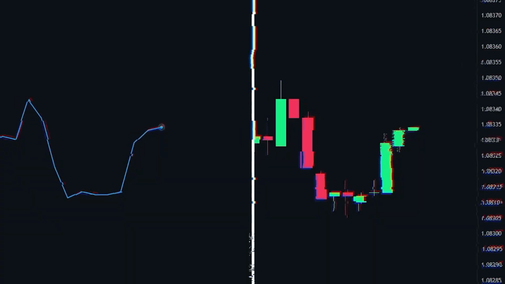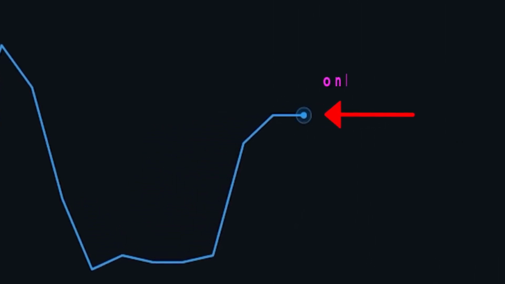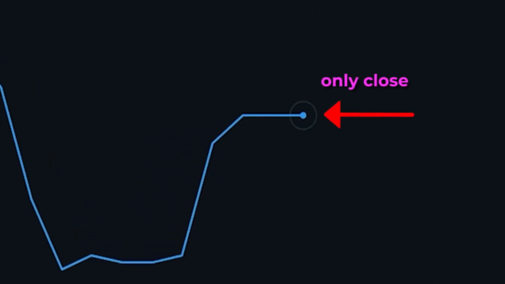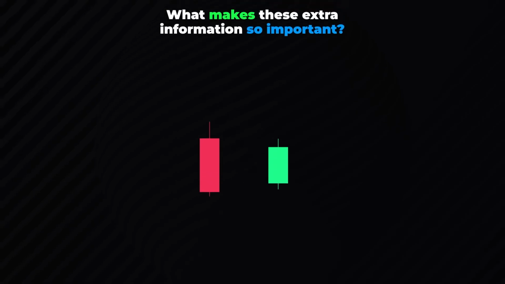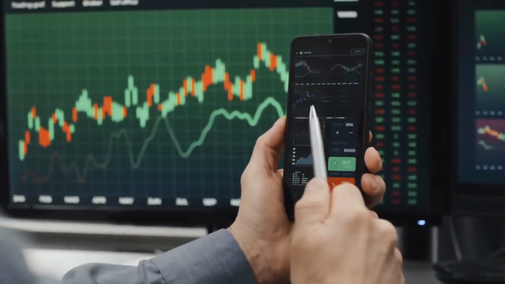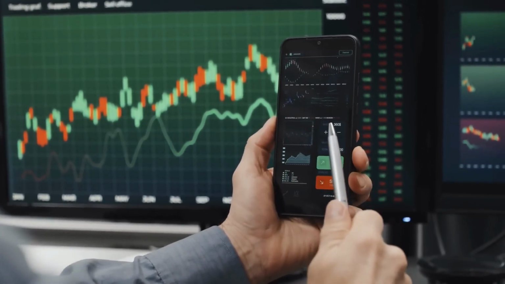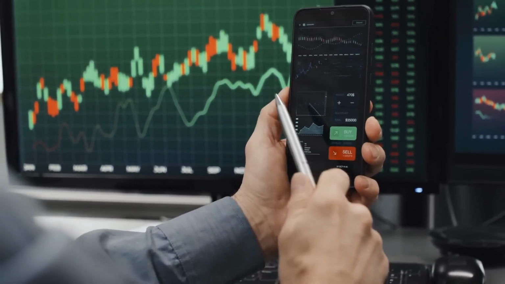If you were to use only the line chart, the closing price would be the only information you'd get. To see this more clearly, here's a comparison between a line chart and a candlestick chart forming. As you can see, the line chart only displays the closing price for each period, while the candlestick chart shows more information about price movements during the same period. So, what makes this extra information so important? As traders, this information gives us a better understanding of the market, allowing us to make more informed decisions.